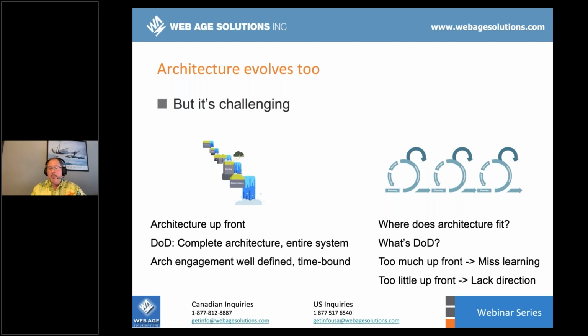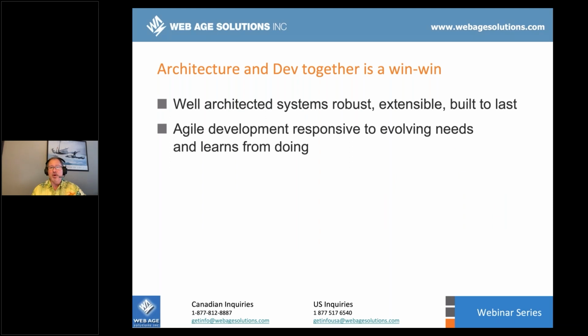But we're going to argue that combining the practices of architecture and development is a real win-win. A solution that's been architected well tends to be robust. It's built to last. It's extensible. It provides a foundation for the future. And given the amount of investment that organizations make in developing new software or even customizing software that they've acquired from somewhere, building something that's going to be built to last is a really important property. It's something we really want to be able to achieve.